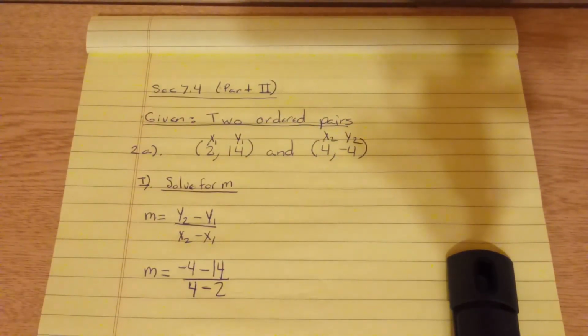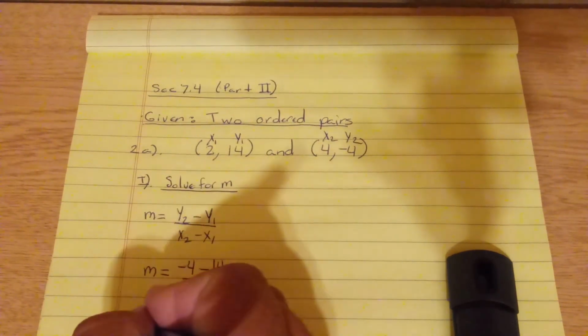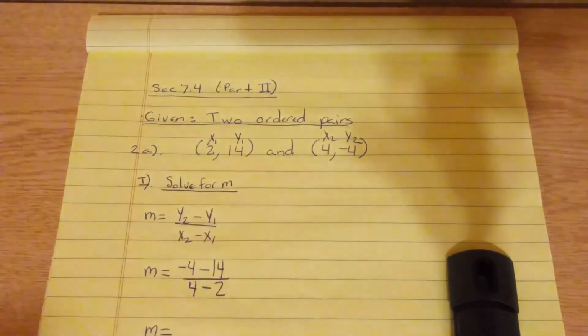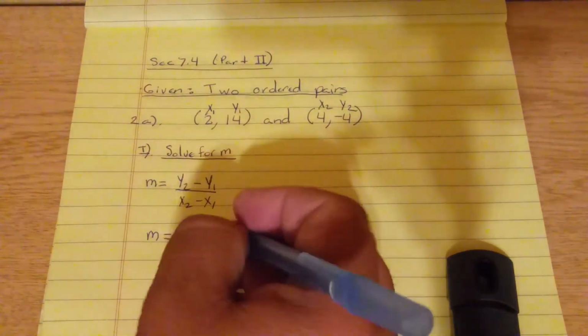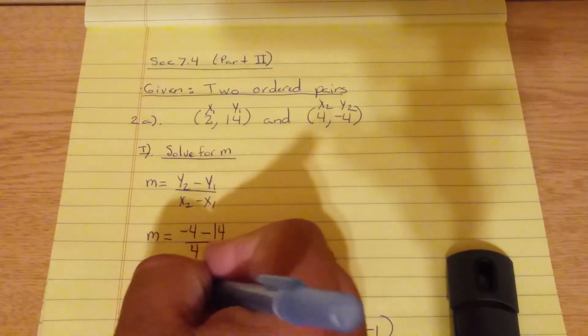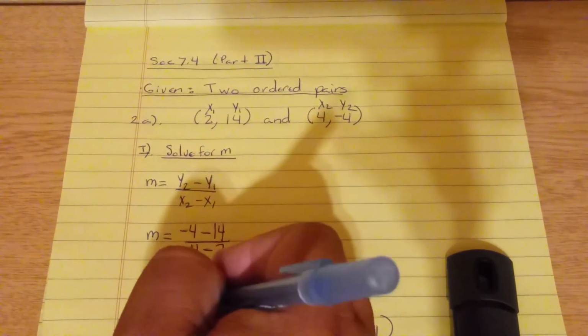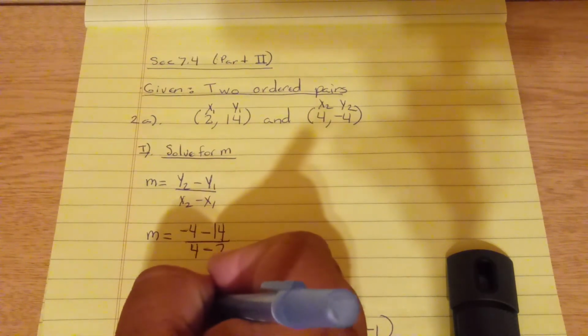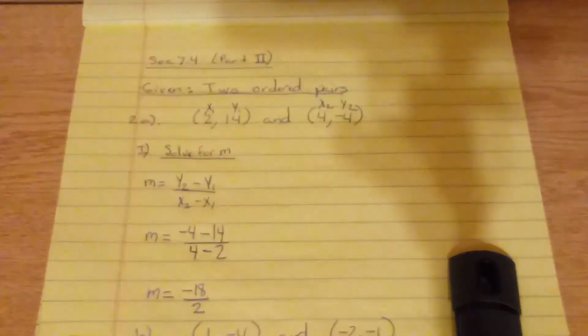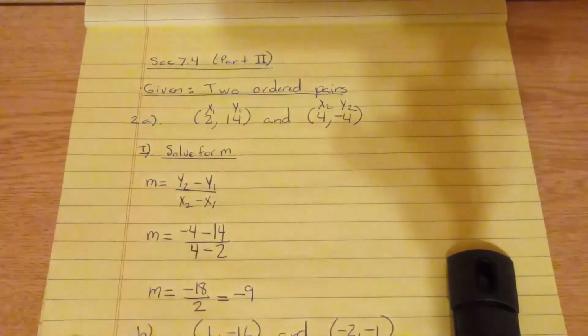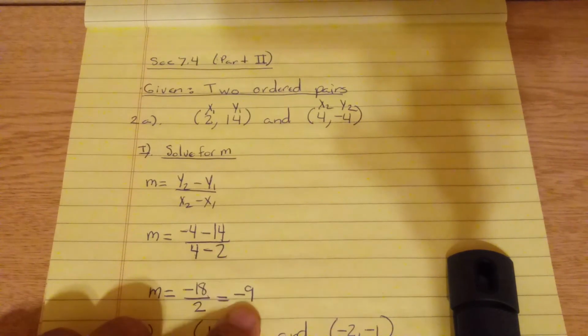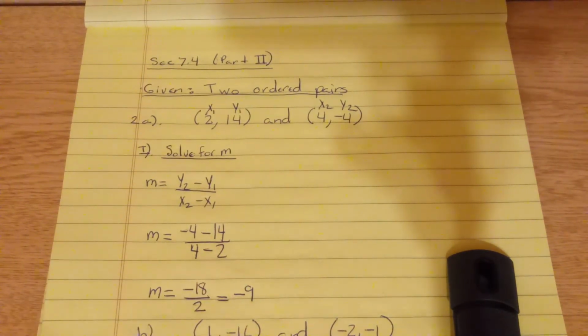Before you calculate it, make sure that everything's correct. And once again, everything is going to be in order right there. So we calculate it now. In this case, we end up with negative 4 minus 14 is negative 18. 4 minus 2 gives us positive 2. And negative 18 divided by 2 is simply negative 9. So our slope here is negative 9. We're going to need that in a little bit.